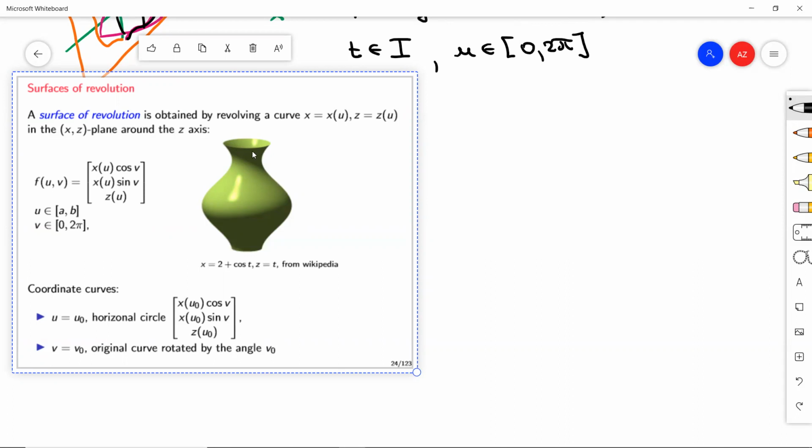And yeah, the parameterization of this body is given here: x(u) times cosine v, x(u) times sine v, and z(u). And u is from the initial interval, the same as for this curve, and then v measures the angle of rotation.